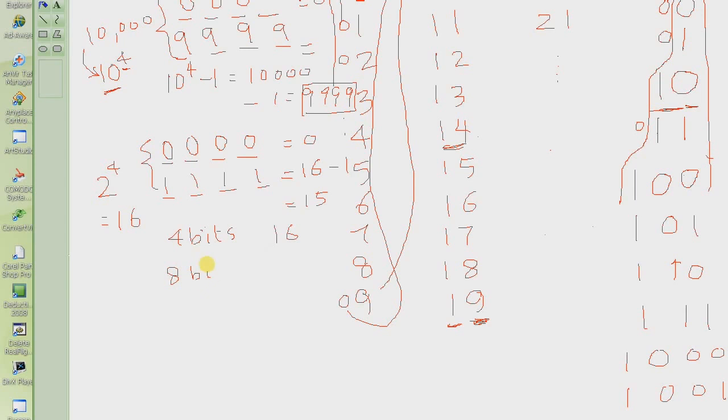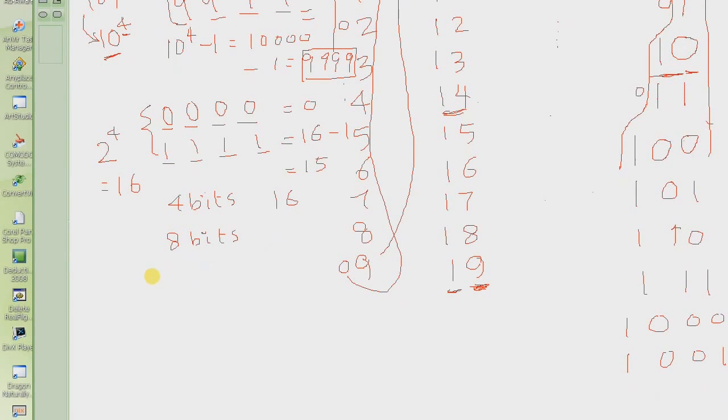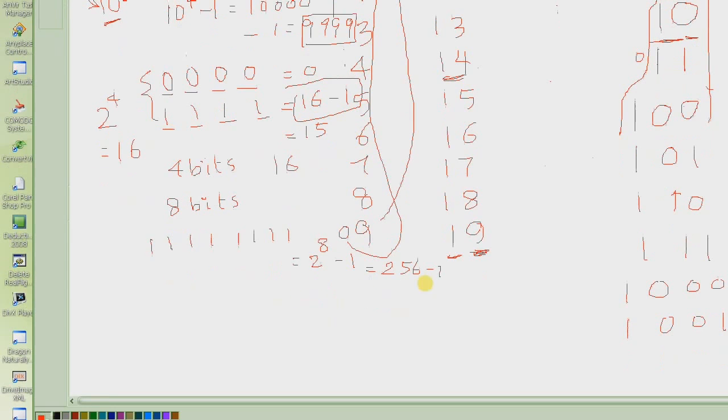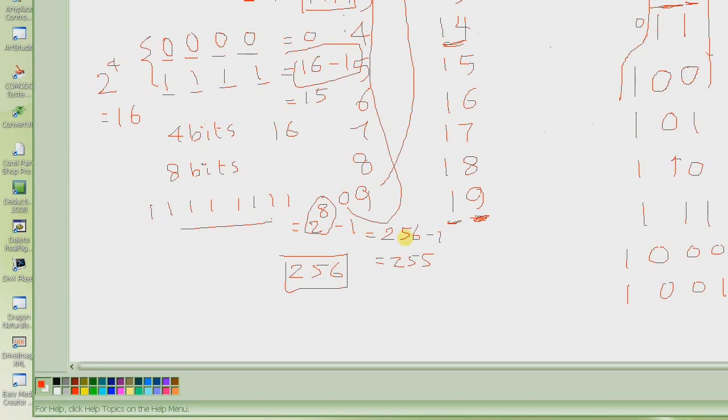If we are given 8 bits, what is the largest we could write? 1111 1111, which is 2 to the power 8 minus 1. The same formula as here: 2 to the power 4, which is 16, minus 1 equals 15. So this gives us 2 to the power 8, which is 256, minus 1, which gives us 255. So this is the largest number that I can write. And how many total numbers? 256, starting from 0 to 255.